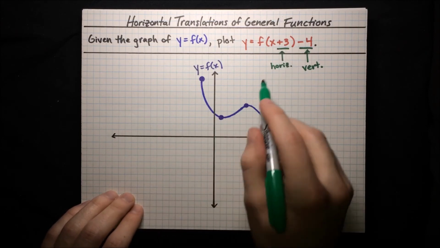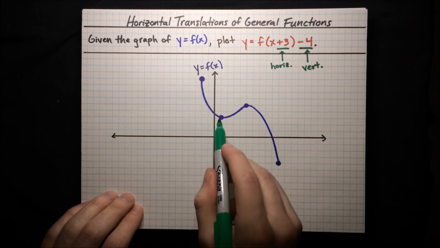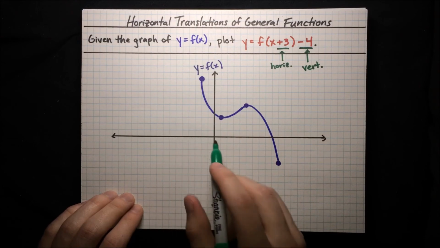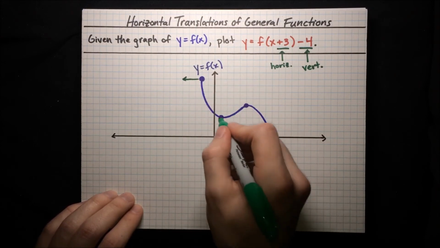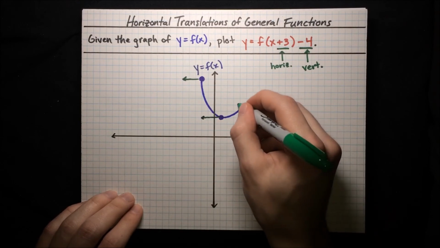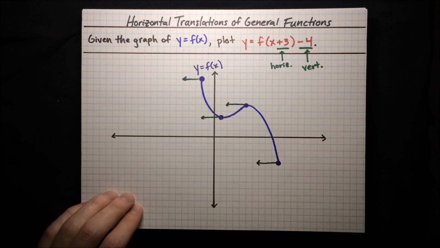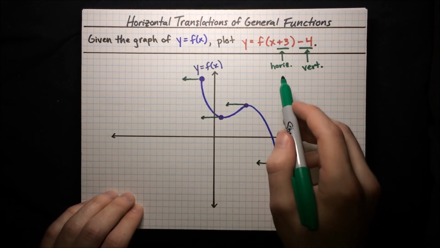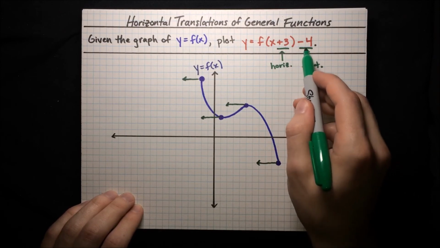So each of these points here on the graph, just taking a few points here, each of these points is moving to the left 3 units. So let's draw that in. So that's 3 units this way, and 3 units this way, and 3 units this way, and 3 units this way. Okay, and so now we've taken care of the horizontal translation, and how about the vertical translation?